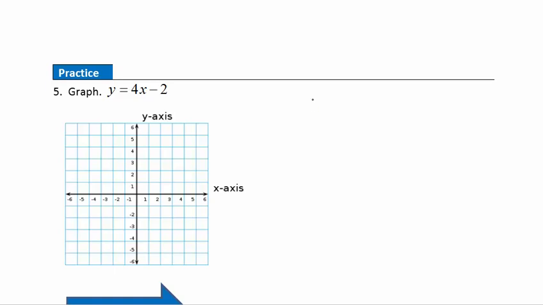All right, so let's take a look here. Make my t-table. Notice x is my cluttered variable here. I'm multiplying it by 4 and then subtracting 2 from it. So I'm going to go ahead and put some values in there for x. So let's try 0, 1, 2. So if I put a 0 in here for x, notice I'm going to get 4 times 0, which is 0, and then 0 minus 2 is negative 2. So I quickly get my y value there.